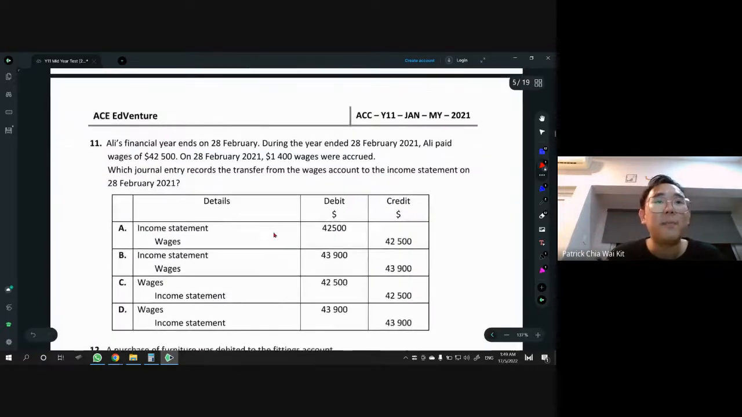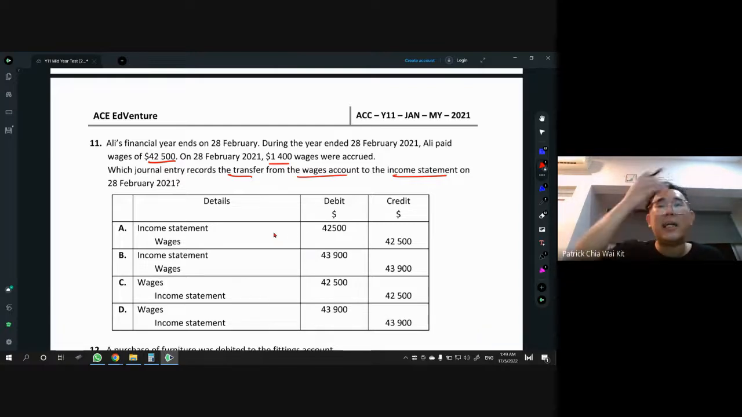Okay, number 11. Ali, financial year end 28 February. During the year, Ali paid wages 42500. And then at the end of the year, 1400 were accrued. So haven't paid yet, only paid 42500, haven't paid the 1400. Which journal entry records the transfer from the wages account to the income statement? That means they're actually asking what is the amount that we send to the income statement.